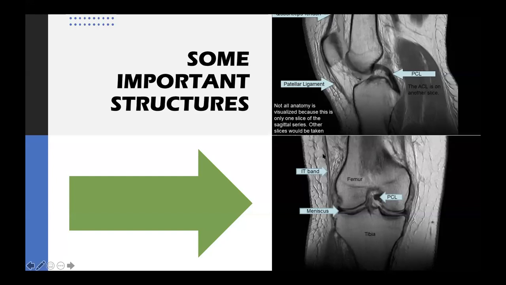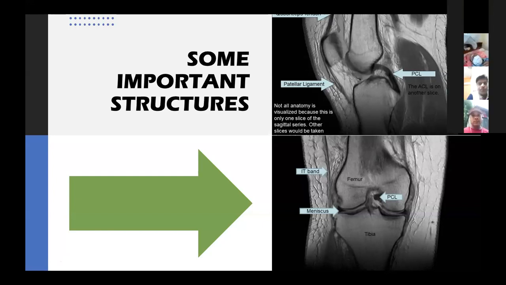And this is the iliotibial band. Sometimes it becomes confused with the lateral collateral ligament. You see, it ascends and goes away from the femur. But in the case of the lateral collateral, it ascends and attaches to the femur. That's the difference. So this is the iliotibial band. And that much about my discussion.